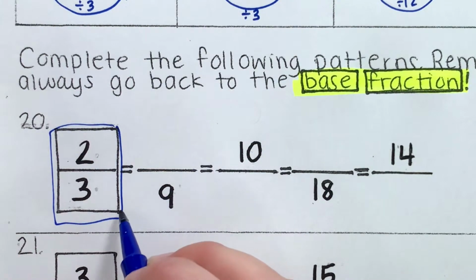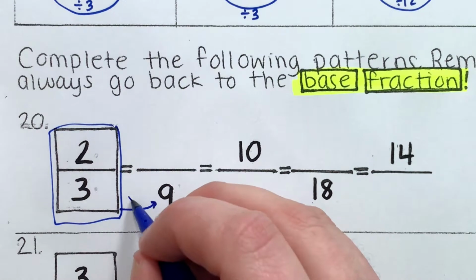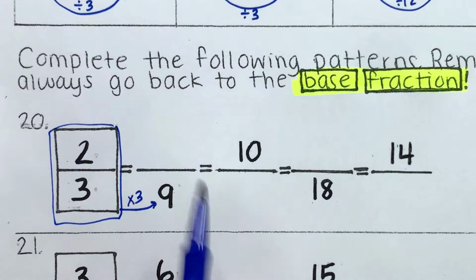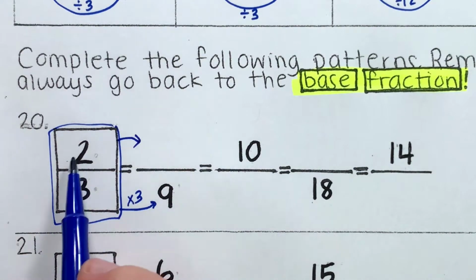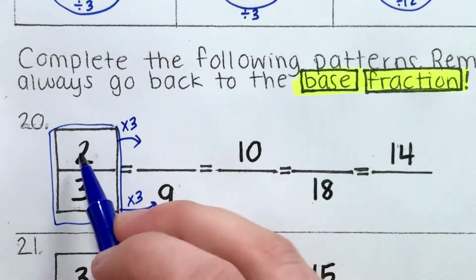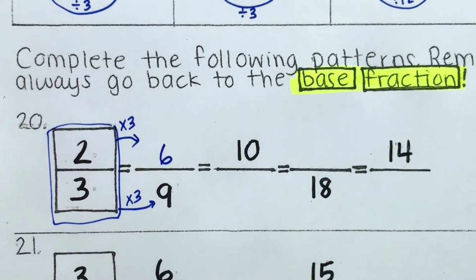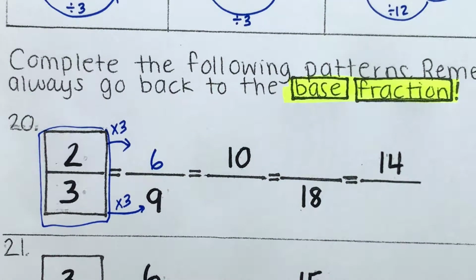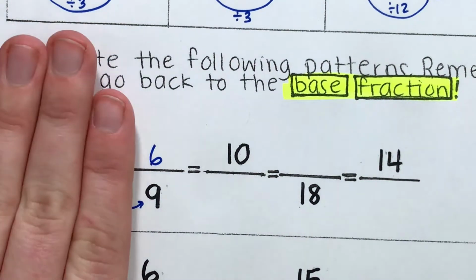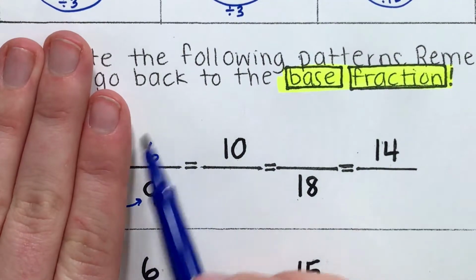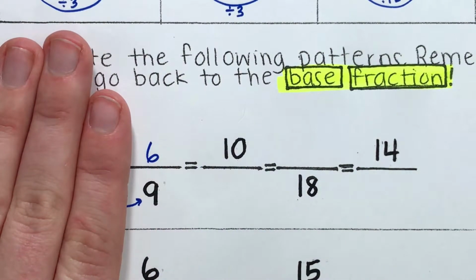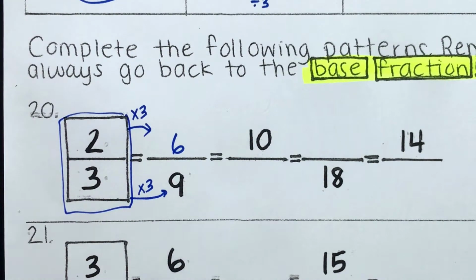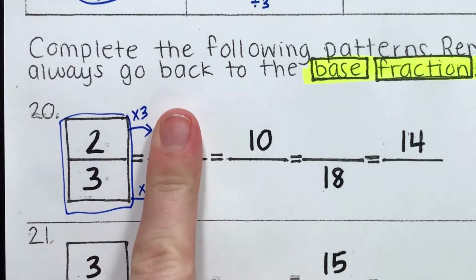All right, so 3 to 9. What's the connection? Well, 3 times 3 equals 9. So in order to get our mystery number up here, we have to do the same thing. 2 times 3 gives you 6. Now what I mean by the importance of going back to your base fraction is a lot of people will then take these numbers and try and figure out how to get to the next fraction, but that is not what you want to do. You want to go back to your base fraction. It's almost like pretend that this fraction is no longer there.